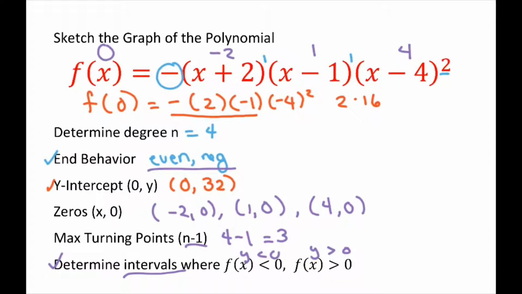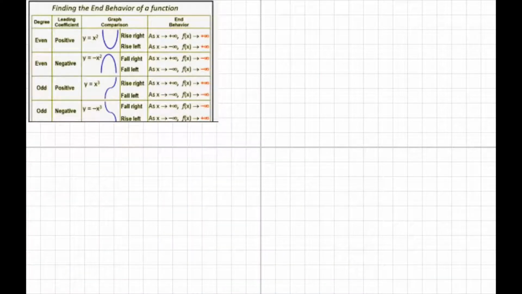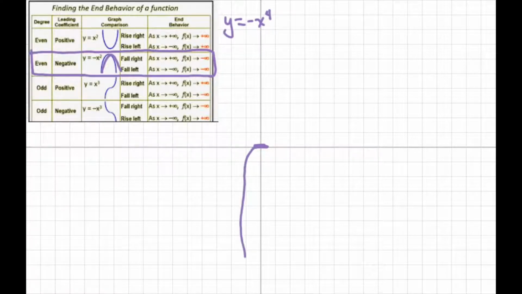So let's look at end behavior. Remember, even negative. Where is even negative? Even negative is right here. So this is the part we're looking at. In our case, it resembles y equals negative x to the 4th. So it looks almost the same as that, except that it's flatter in here around the zeros, and then it shoots down faster. We don't really care about that so much. What we care about is this end behavior right here.